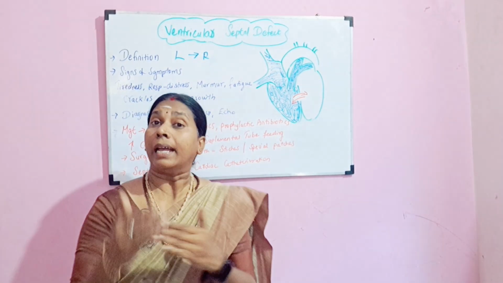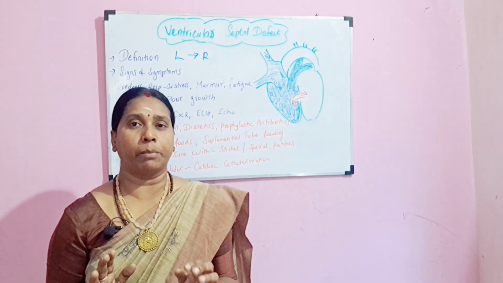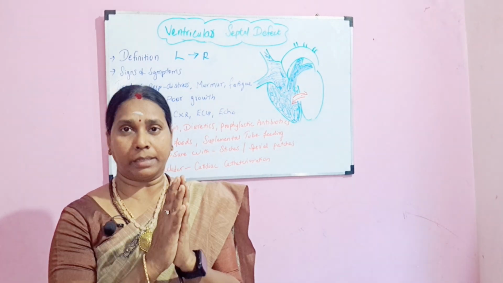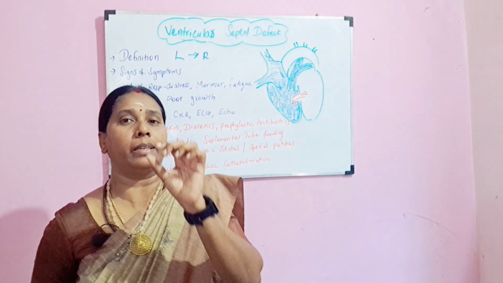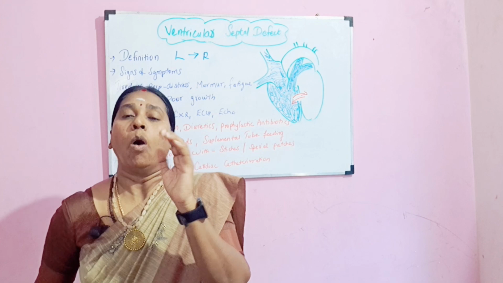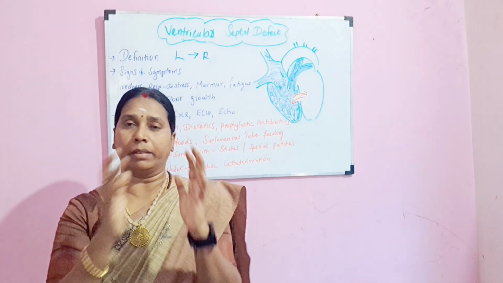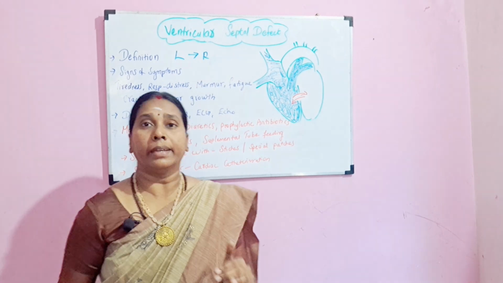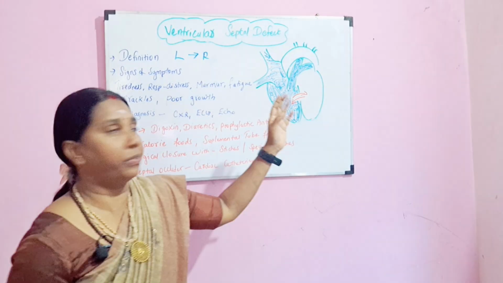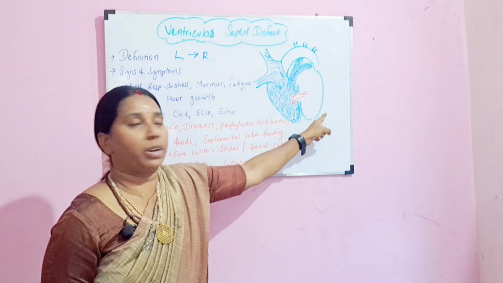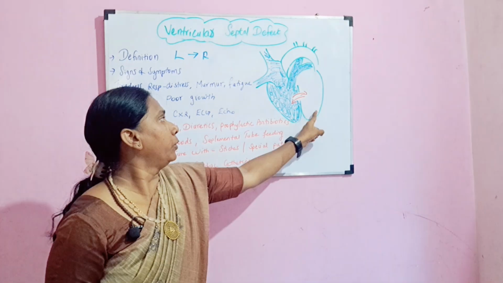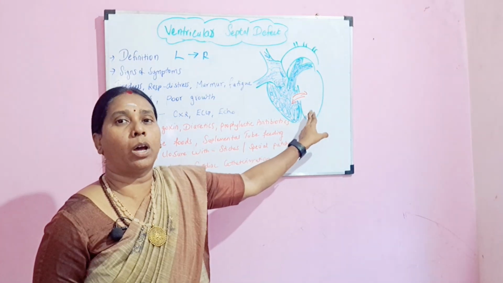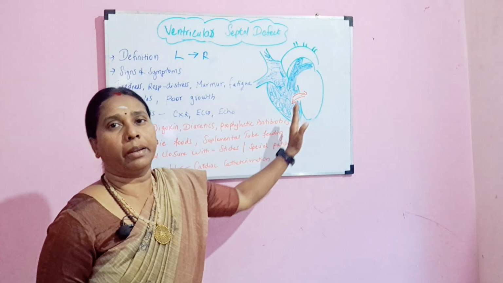In the last class, we discussed the atrial septal defect. In atrial septal defect, there is an opening between the atria, that is the right atrium and left atrium. Now here it is ventricular septal defect, where the opening is between the right ventricle and left ventricle. You are able to see there is an abnormal opening between the ventricles.